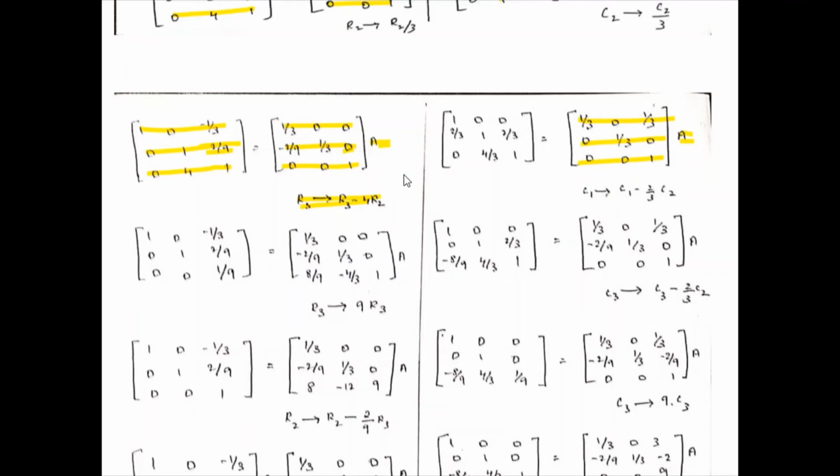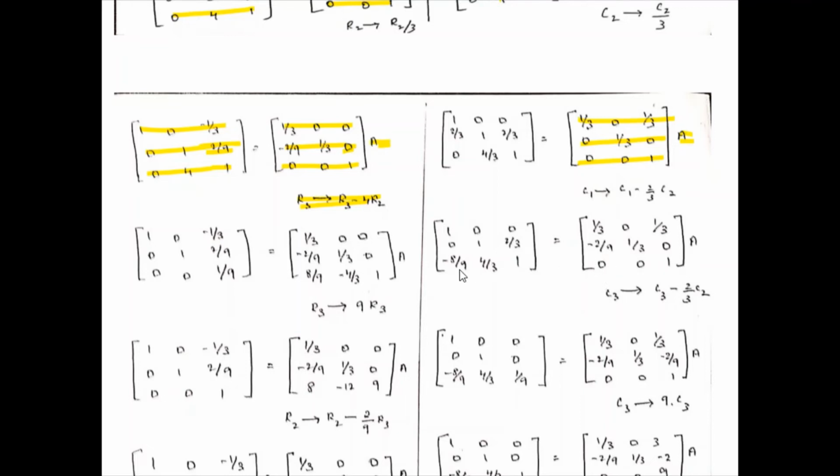In column operation, as I said before, you can either convert A21 into 0 or A23 into 0. So I am first converting A21 into 0. Here A21 is 2 by 3. So to make it 0, I am using this operation, C1 implies C1 minus 2 by 3 C2. Here C2 is 1 and C1 is 2 by 3. While minusing, 2 by 3 minus 2 by 3 into 1 gives 0. Therefore A21 will become 0.